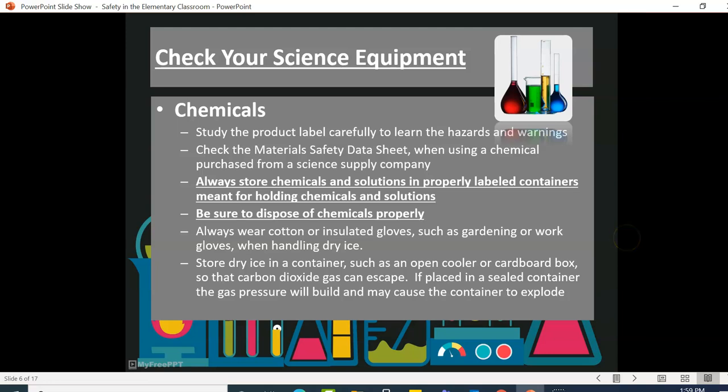Always store chemicals and solutions in properly labeled containers meant for holding chemicals and solutions. Never store chemicals in containers that were originally used for food. Be sure to dispose of chemicals properly. Keep the MSDS handy when using a chemical.